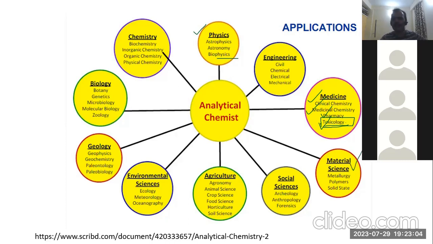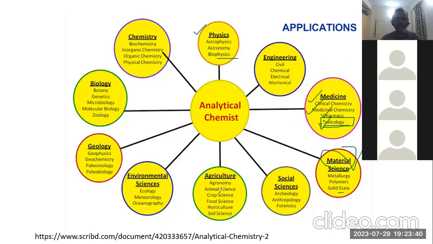Then in material science: metallurgy, polymer, solid state. Here also analytical chemistry has a very fruitful advantage, because if you are going to synthesize any material, step by step you need to check whether the proper material which we are going to synthesize is made or not. Otherwise we need to change the parameters of our reaction, and finally we make the particular material.